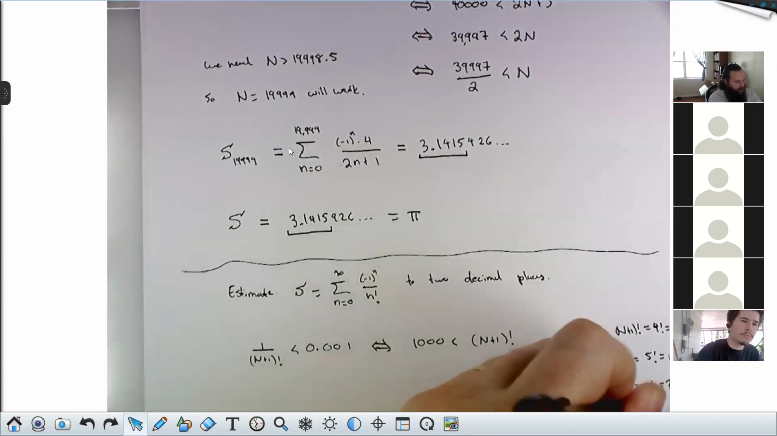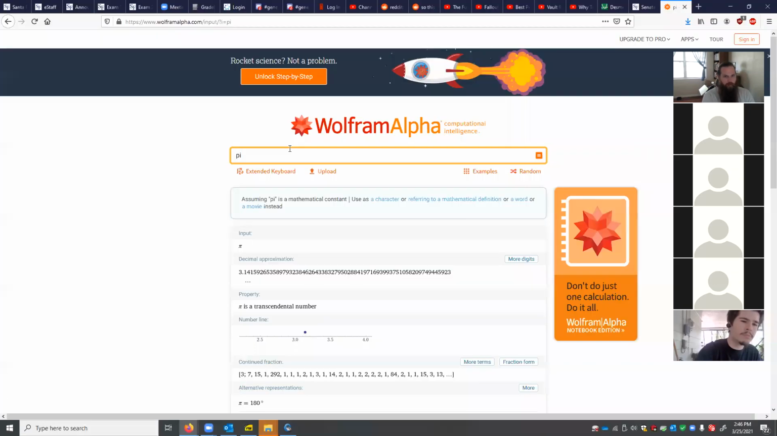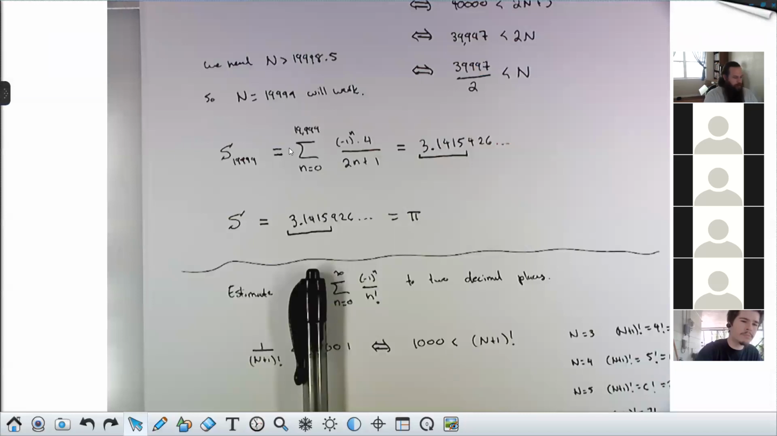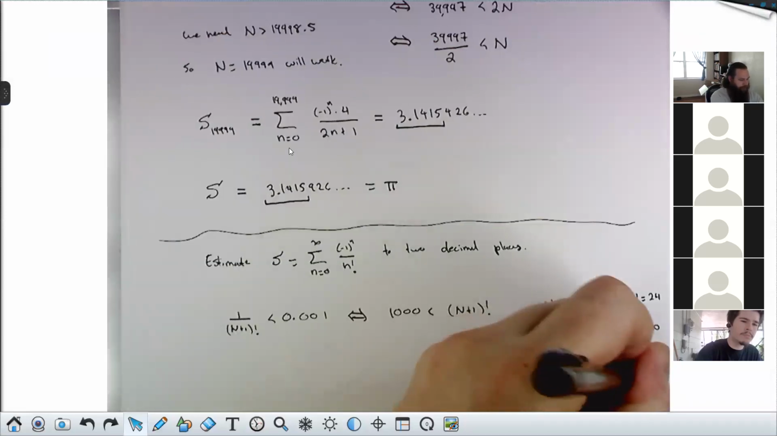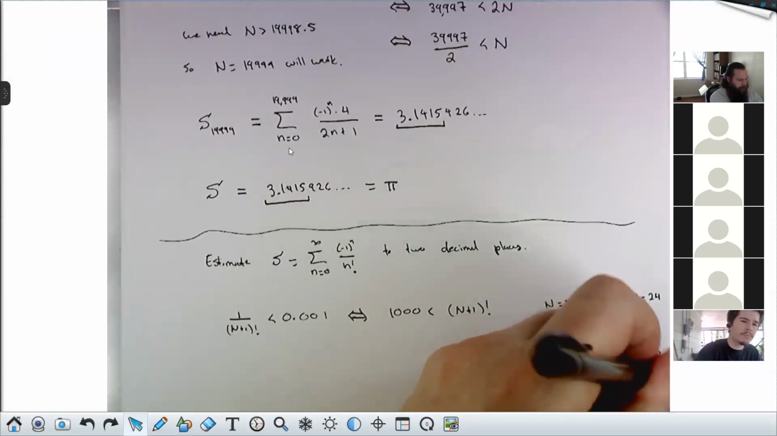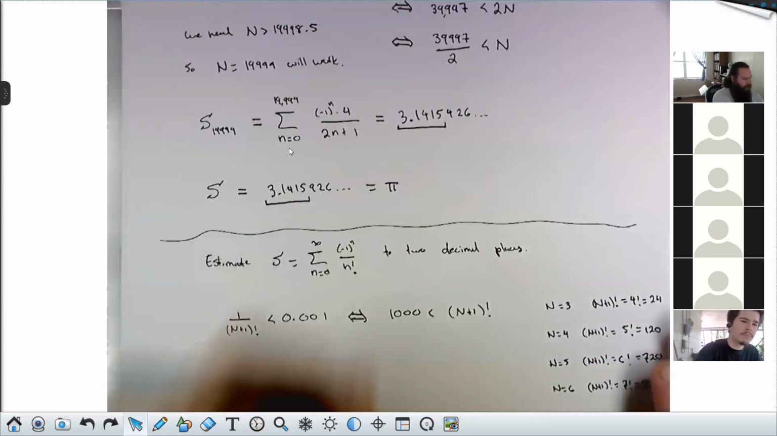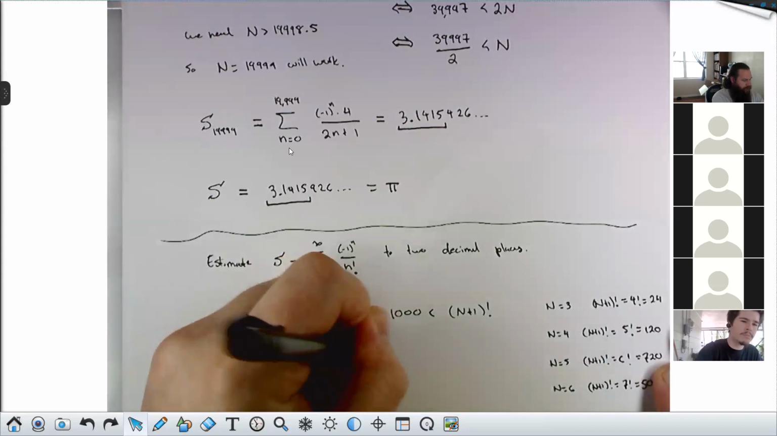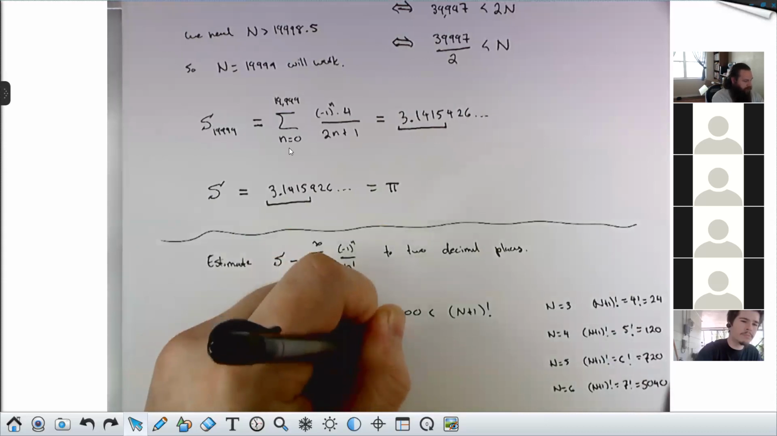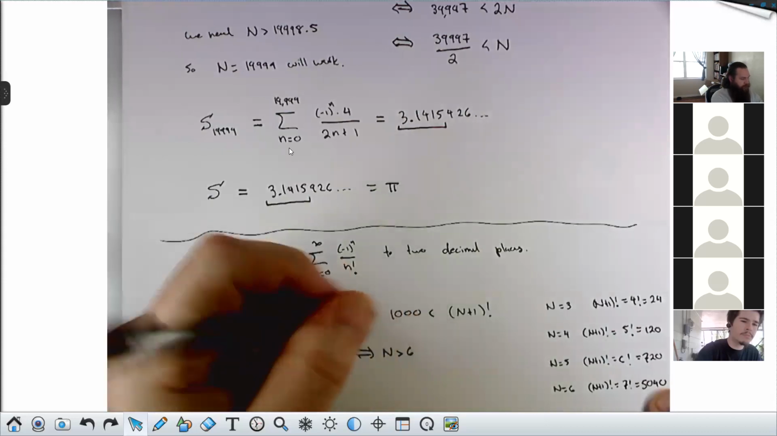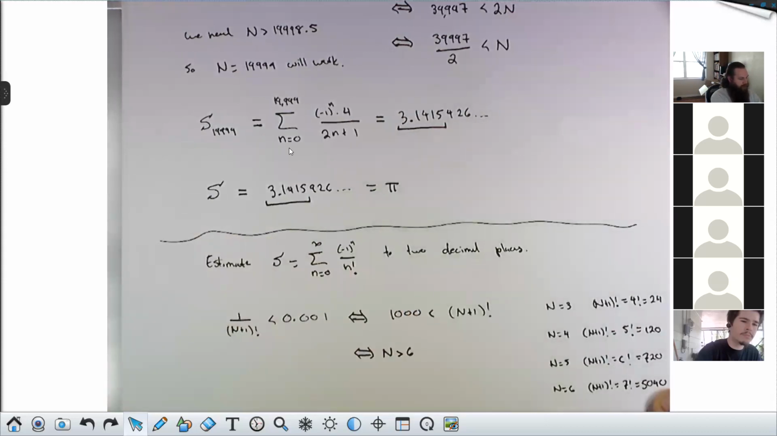There, (n plus 1) factorial would be 7 factorial, which I don't remember off the top of my head. That certainly is larger than that. Yeah, 5040. So this is the first one where we're larger than 1000. So this is true if and only if n is greater than 6. Strictly larger than 6, 7 works.